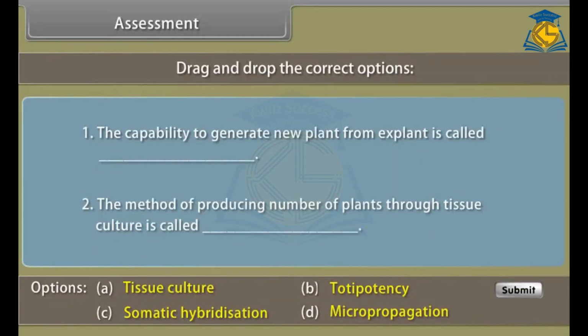Assessment. Before proceeding further, let us know how much have you learned. Drag and drop the correct options.